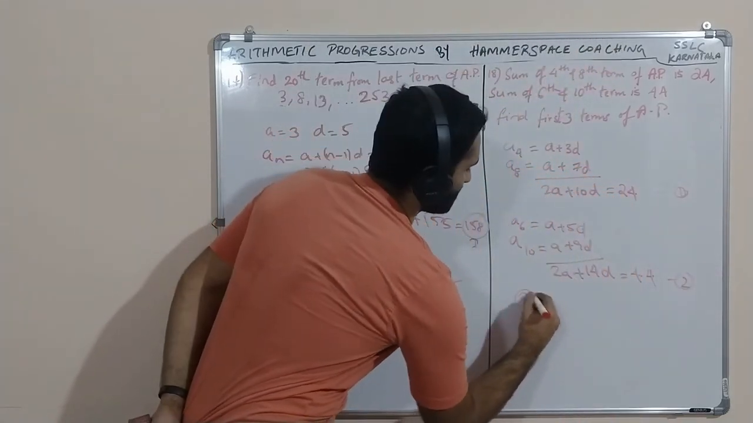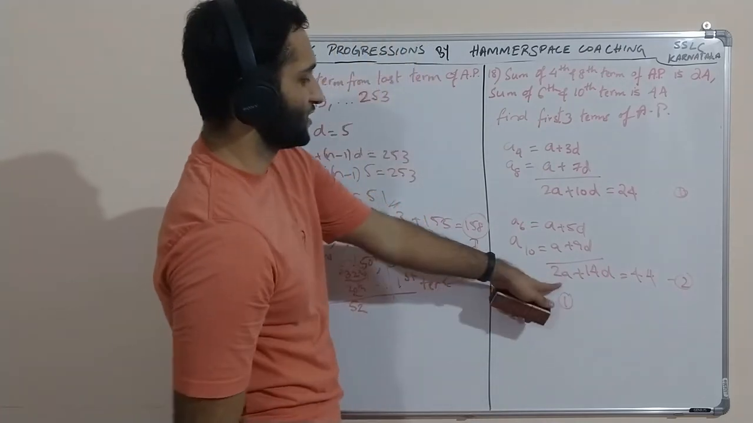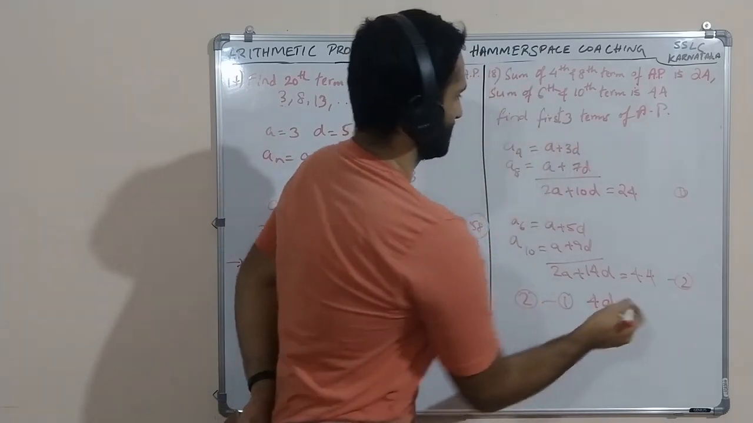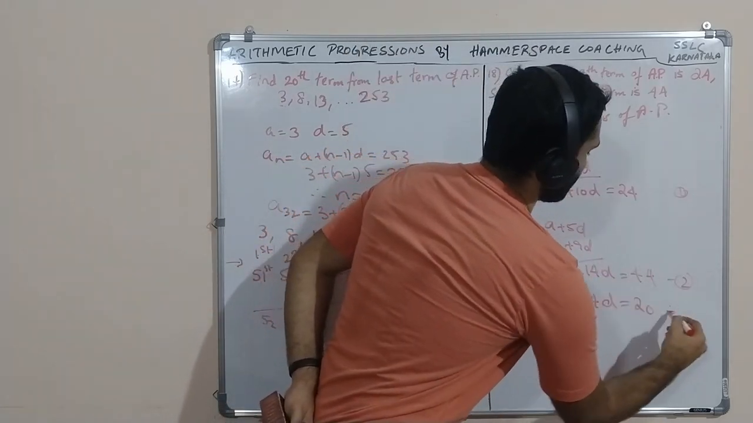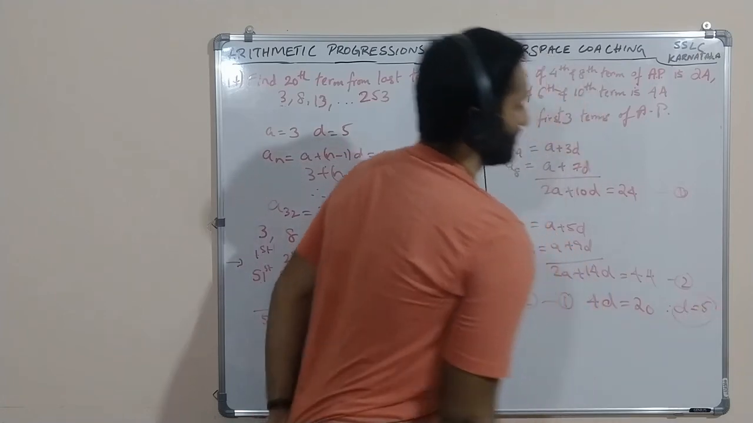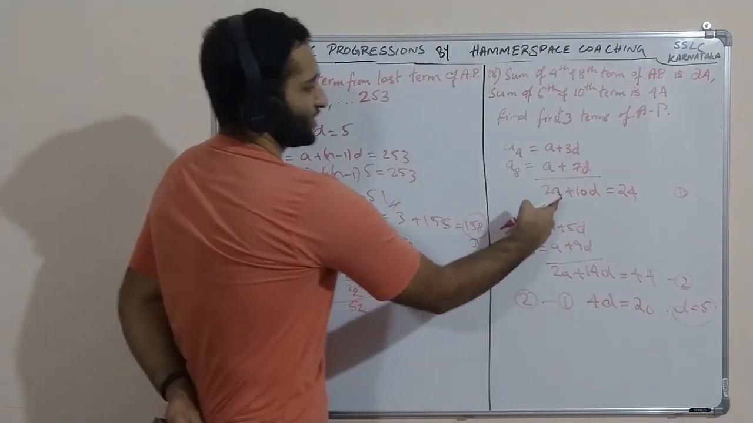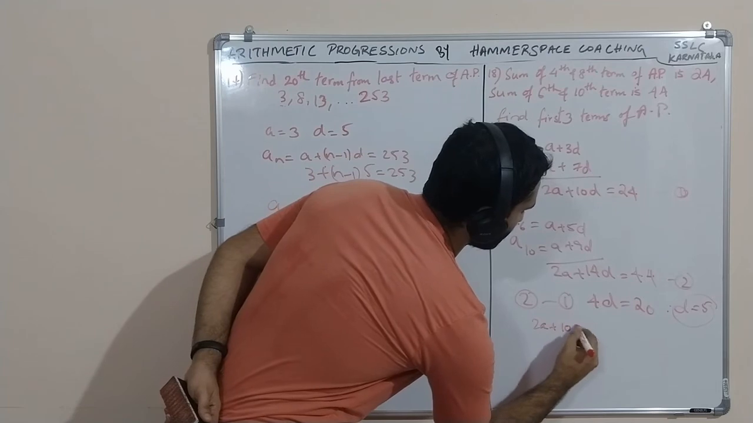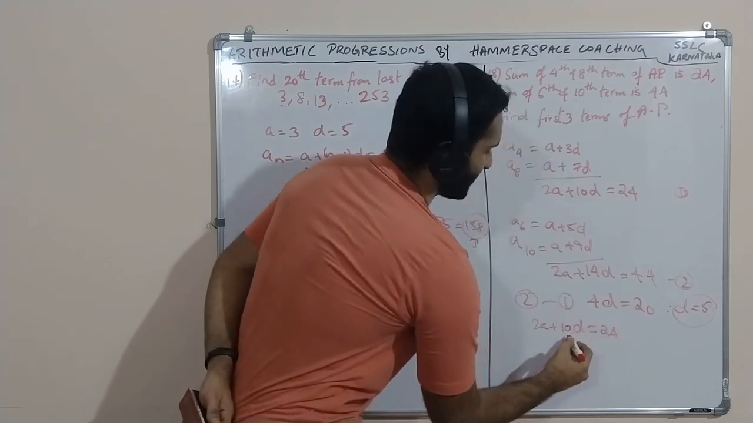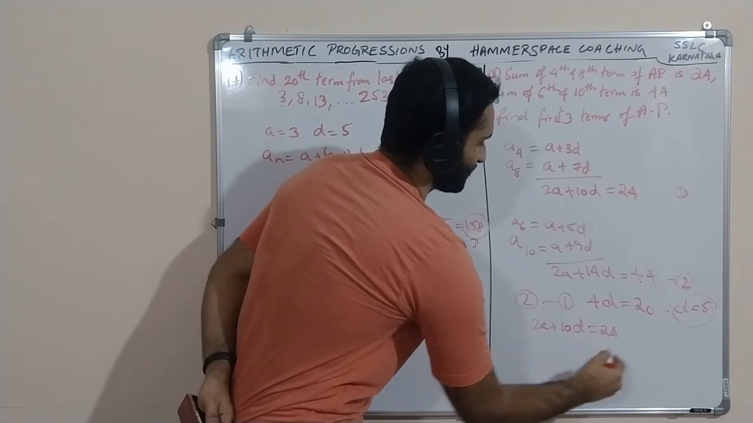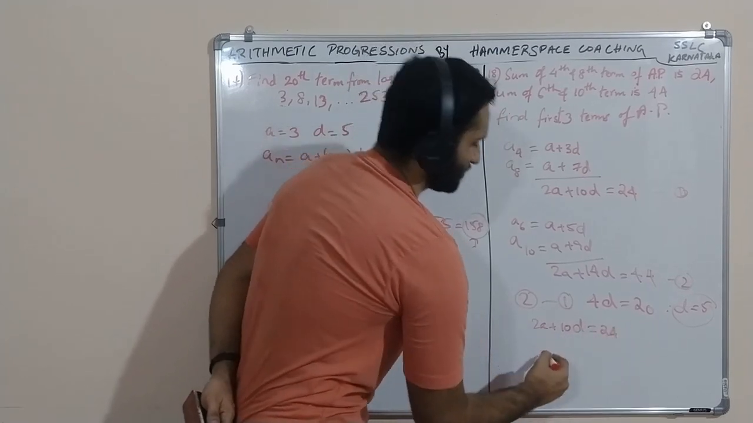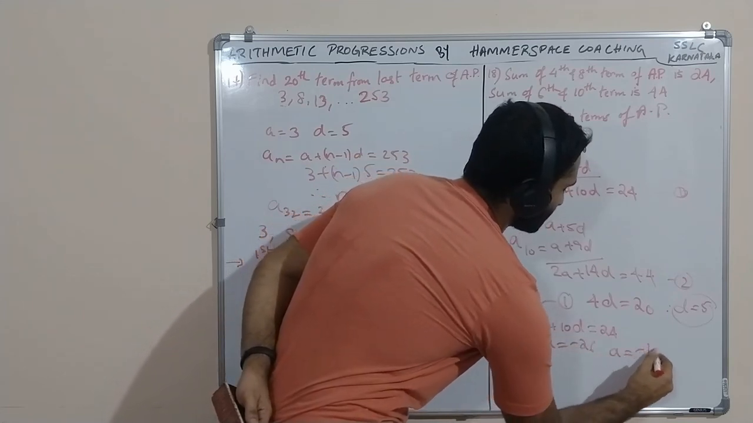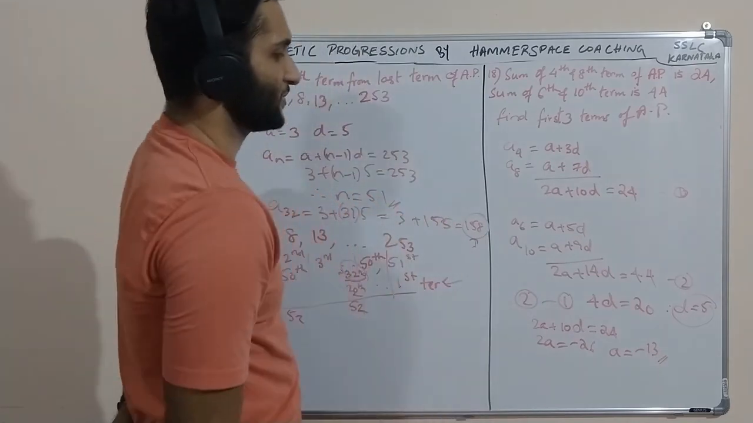If you do equation 2 minus equation 1, the 2A cancels. You will get 4D equal to 20, and therefore D equals 5. Just substitute here in 2A plus 10D equal to 24. With D equal to 5, this becomes 50. If you take 50 to that side, it becomes minus 26. 2A equals minus 26, so A equals minus 13.